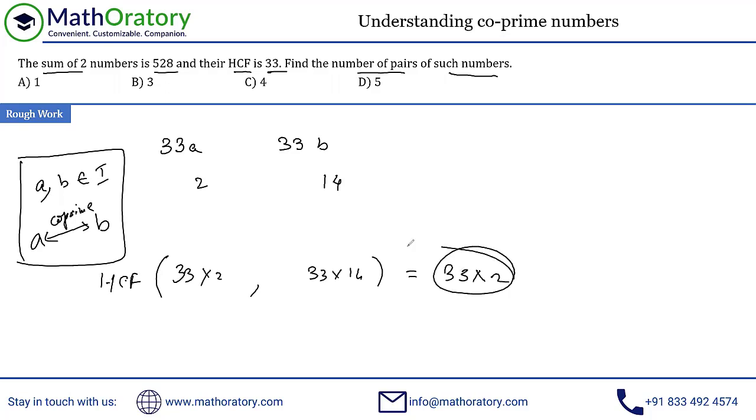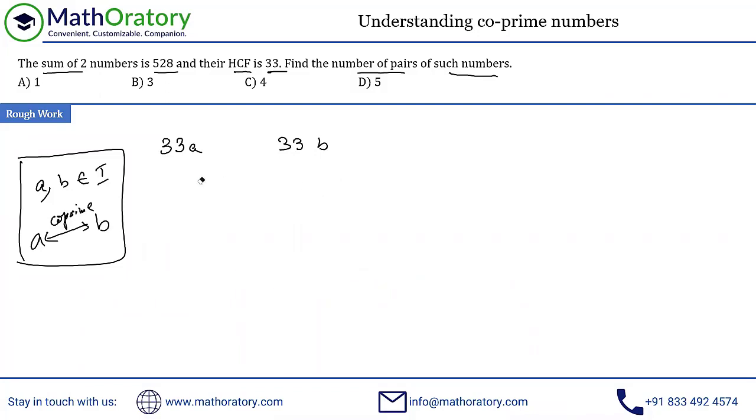So the HCF is not 33. This is what the question is telling us. The HCF has to be 33, not a multiple of 33, right? So effectively what we know is A and B have to be co-prime to each other. And by the way, this is something I mentioned in our classes a lot of times.